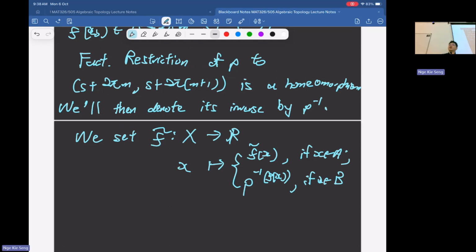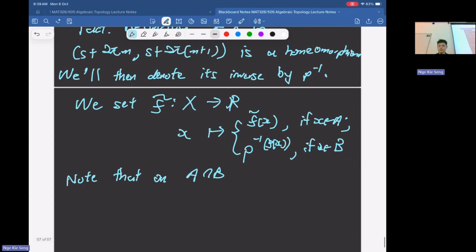Now you need to check whether they agree or not, whether they connect or not, whether this map is continuous or not. Now we actually got two definitions on where? On A intersect B. On A intersect B, there are two definitions here. You can use P inverse, you also can use the given f tilde. For the separate parts, they are continuous, I think that should be okay. They're continuous because they are compositions of continuous maps. But on A intersect B, there are two definitions, so we should check here.